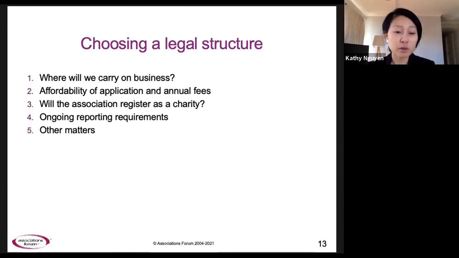Now, ongoing reporting requirements. So there are different annual reporting requirements depending on the jurisdiction. And I'm going to give you some examples. And the joys of working in a federation, the terminology is not consistent, and even the tiers they use sometimes conflict with each other, but we'll go through that. And then there are some other matters for consideration.